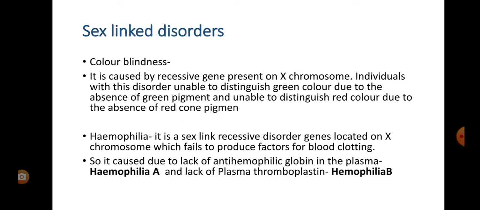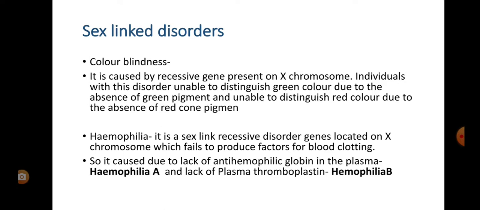Now there are some sex-linked disorders. Color blindness is caused by a recessive gene present on the X chromosome. That's why it is X-linked. Individuals having this disorder cannot distinguish between green and red color because of the green and red cone cells or the green or red cone pigments.